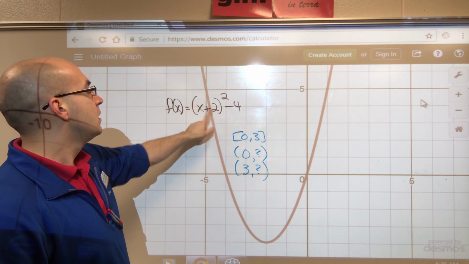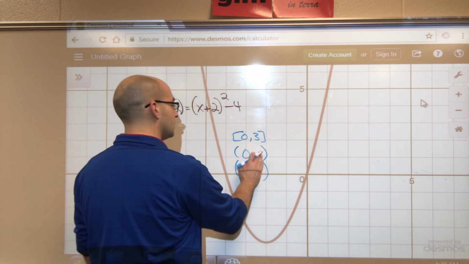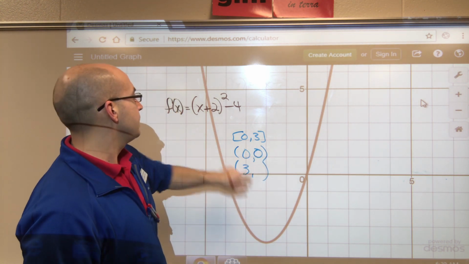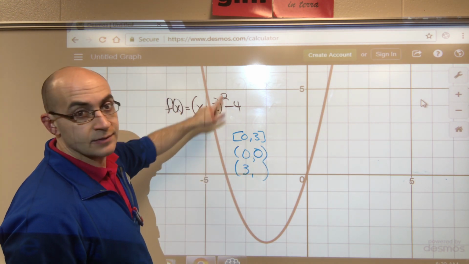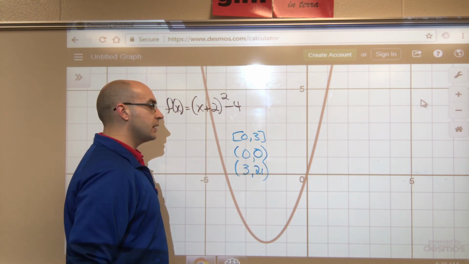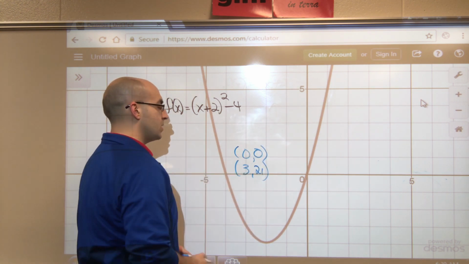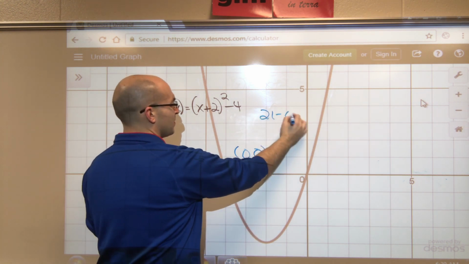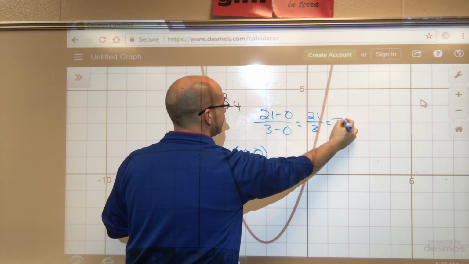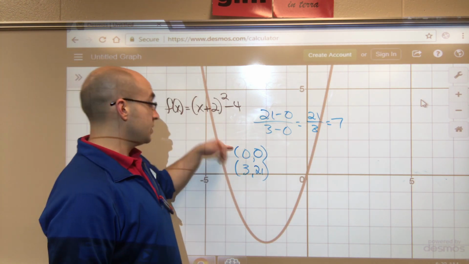So when x is 0, 0 plus 2 is 2, squared is 4, minus 4 is 0. So the function's value when x is 0 is 0. Now the function's value when x is 3, let's plug it in. 3 plus 2 is 5, 5 squared is 25, and 25 minus 4 is 21. So now I'm going to plug these numbers into the slope formula. Okay? So that's the average rate of change. 21 minus 0 over 3 minus 0, this is pretty simple. 21 over 3 is 7. Now, that is the average rate of change on the interval 0 to 3.